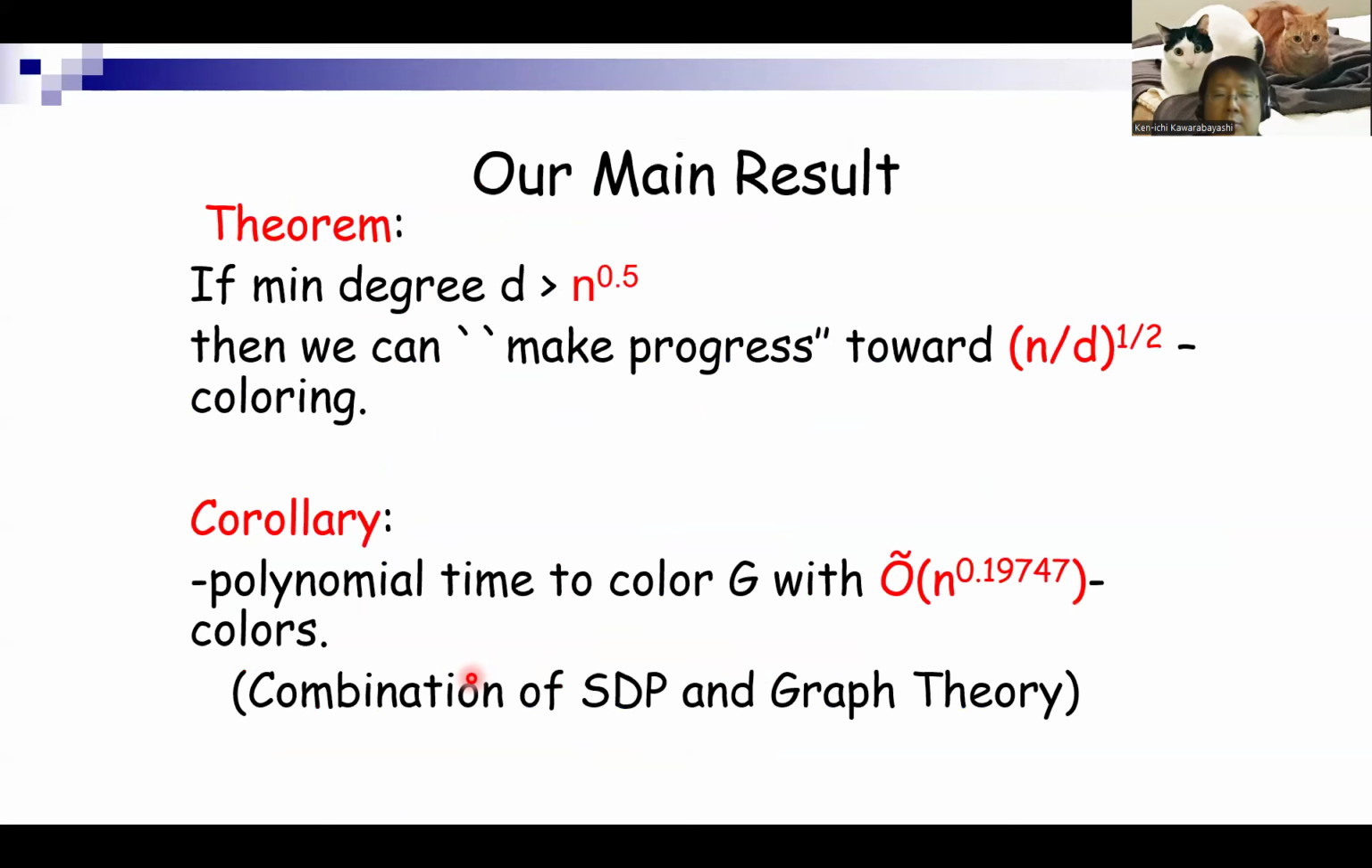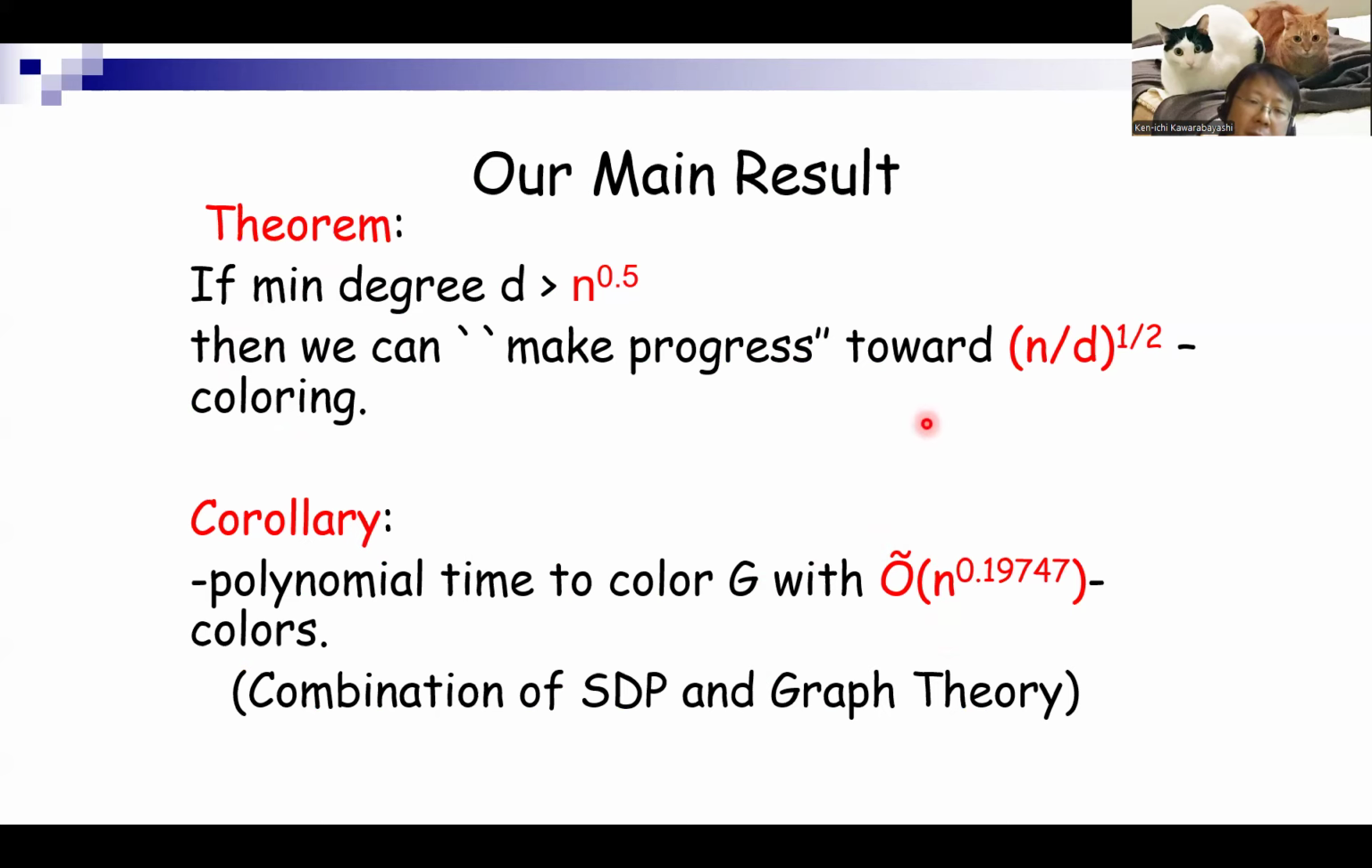Now here's our main result. Technically speaking, what we proved is the following. We show that if the min degree is at least d, then we can make progress toward n over d to the 1/2. Here, make progress means that you can make some reduction, preserving the three-colorability. And using this technical result, we got down to n to the 0.19747. And this is actually a combination of SDP and graph theory.